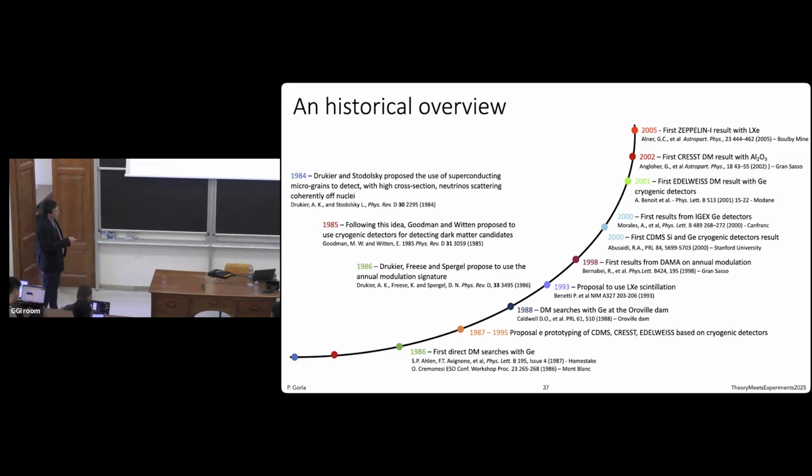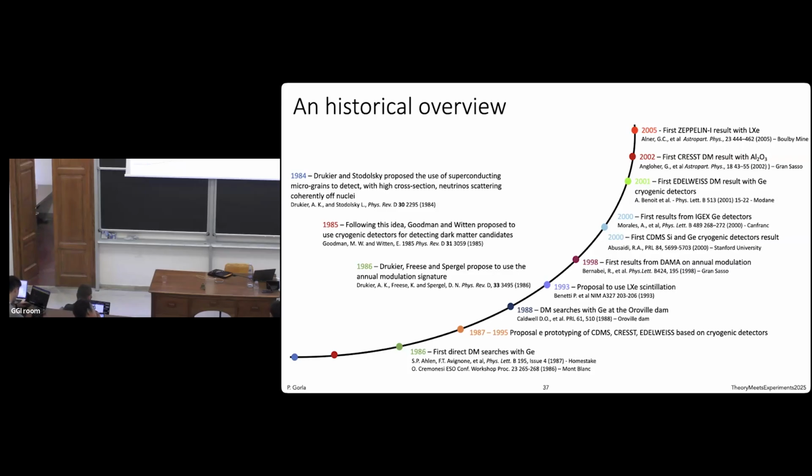And then later on, the first CDMS result with silicon and germanium detectors, the first result from IGEX at the Canfranc laboratory in Spain, the EDELWEISS result in Modane in France, the CRESST dark matter result with sapphire crystal, and later on with calcium tungstate, and the first ZEPLIN result with liquid xenon, and the first ideas of using dual phase TPC. So this is the golden age of dark matter search.